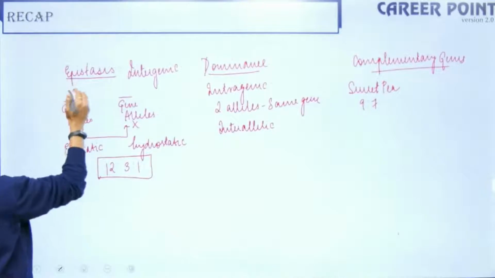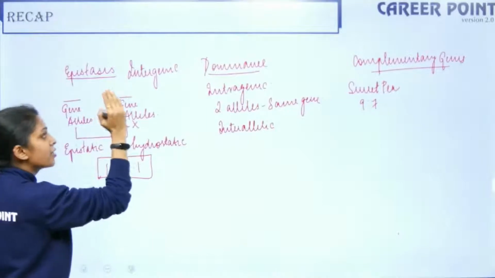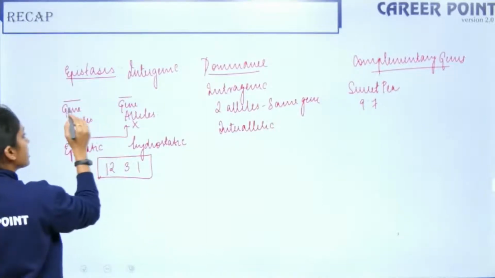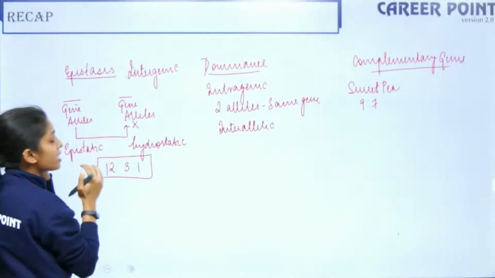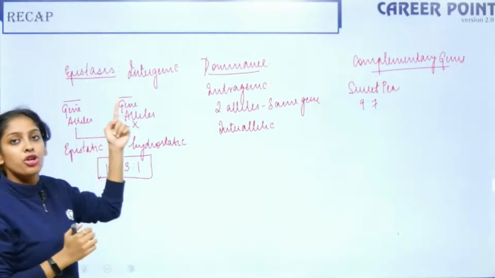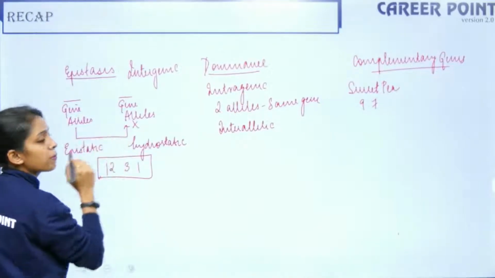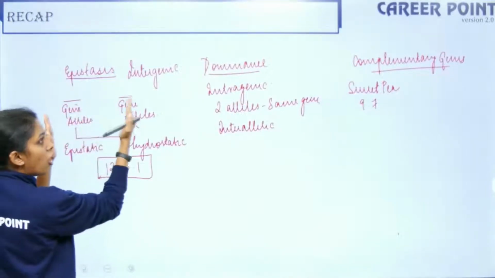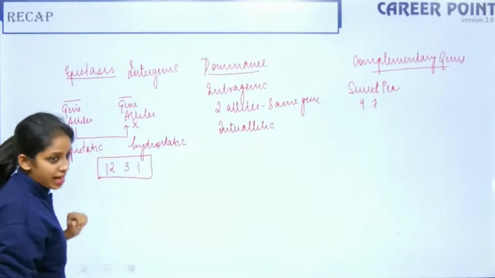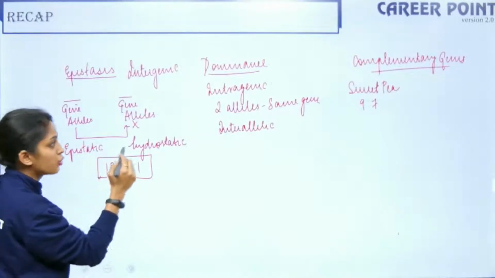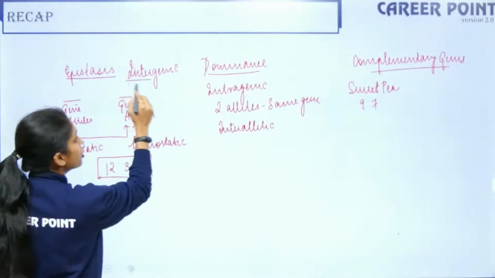So epistasis is a type of gene interaction, and the interaction happens between two different genes at two different distant locations. For example, this is one gene with one set of alleles at a different location, and this is inhibiting or masking the expression of this gene which is present at a much more distant location. So this is known as epistasis. Since this gene is dominant over this gene, this is known as epistatic, and this is known as hypostatic. The ratio is 12:3:1, and since it happens between two different genes, it is intergenic.